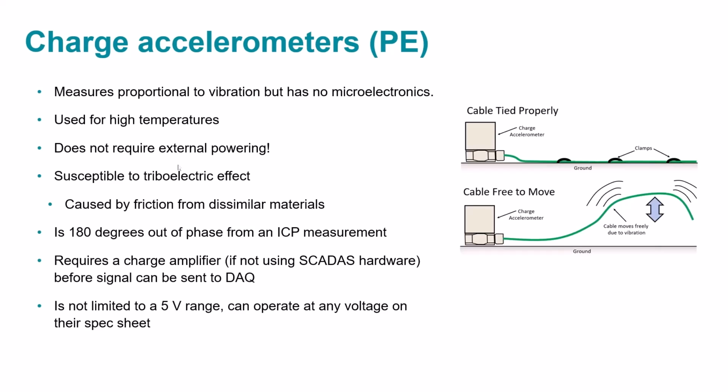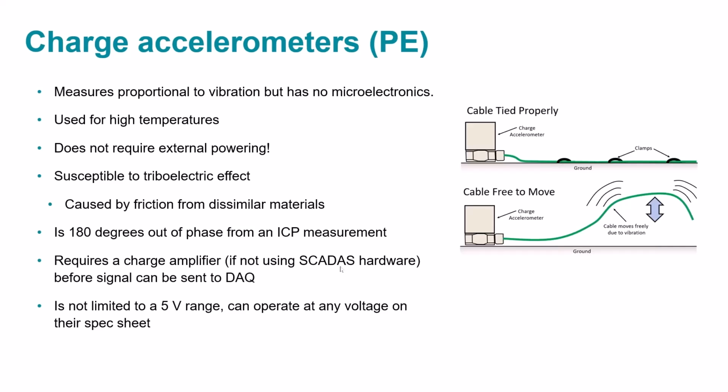So here's the big caveat if you're going to use a charge accelerometer: you need to use a charge amplifier. Unlike the low impedance system that the ICP accels or IEPE accels are, these are actually high impedance sensors. They have a very high resistance, and that has to do with the actual physical makeup of the accelerometer. So if you're going to use it, you need to have an amplifier to amplify that signal. And amplifying that signal can be difficult.